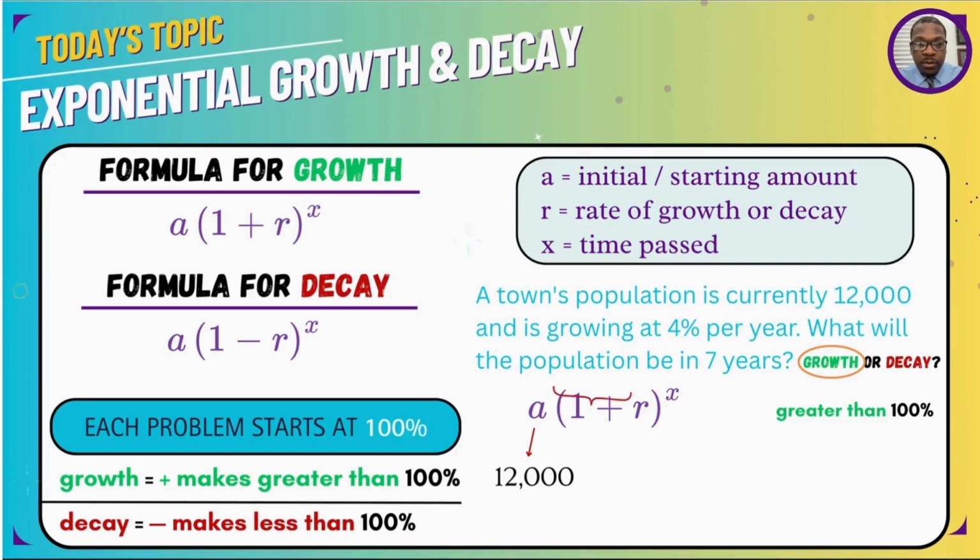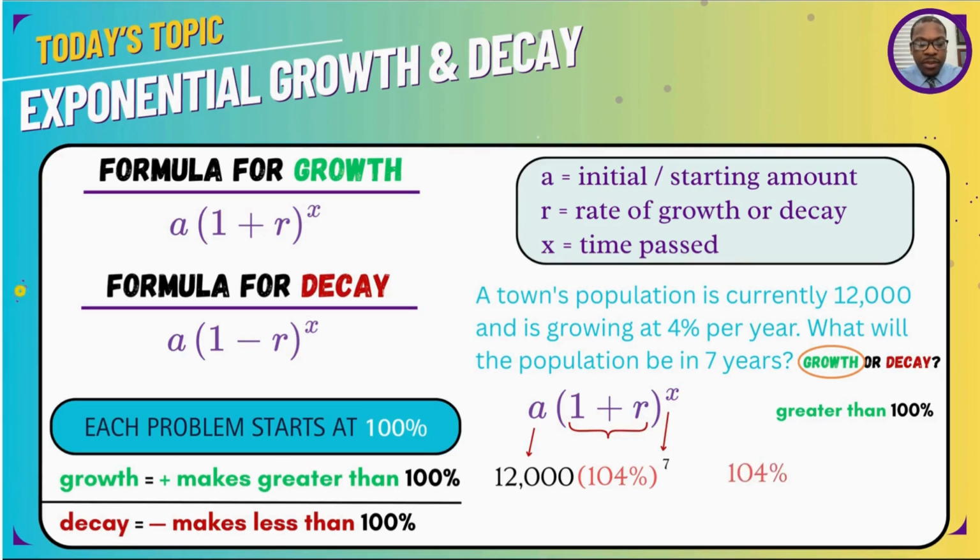Now, the second thing we need to do is figure out what the growth rate is. Again, every problem starts at 100%. Growth is going to add to that 100%. So you started at 100%, it grew an extra 4%. Well, if it started at 100% and it added 4%, what do you have now? You should have 104%. You started at 100 and you got 4 more. And X is going to be what's the population in 7 years? So we're just going to replace the X with 7.